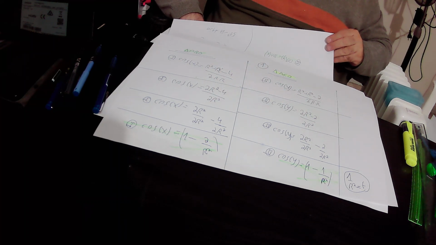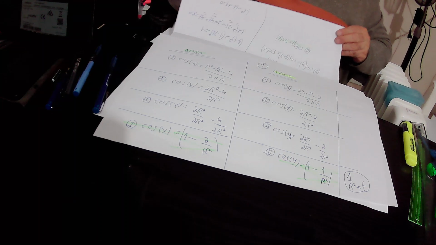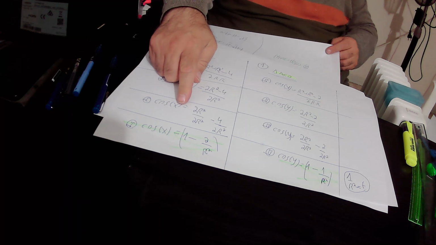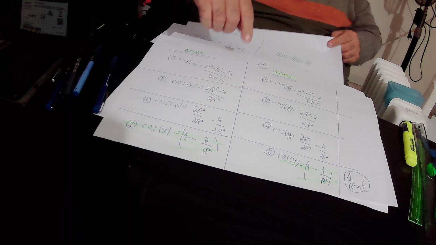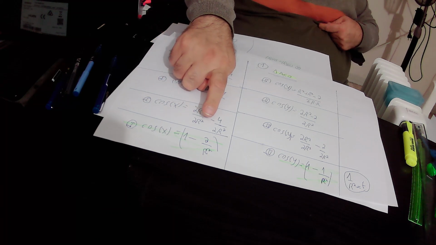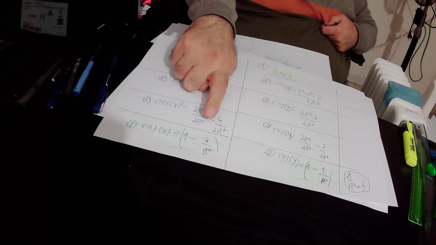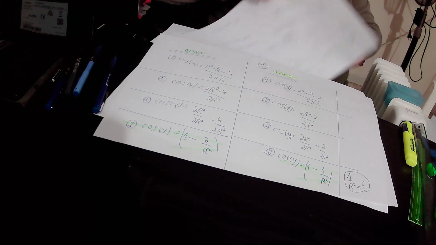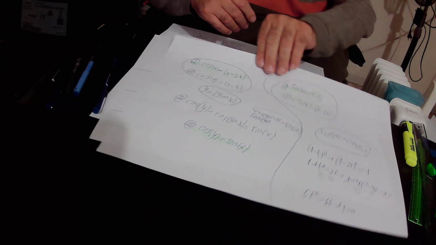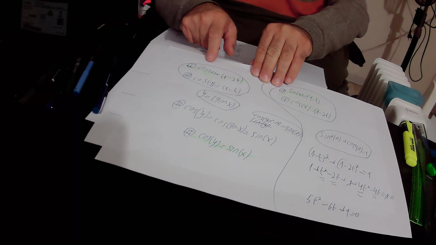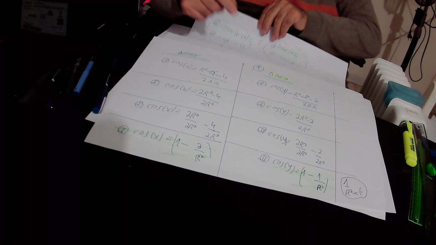So in equation number 1, we have cosine x equals 1 minus 2 over r squared. So it is minus 2, and 1 over r squared is t, so it is 1 minus 2t. So cosine x equals 1 minus 2t.